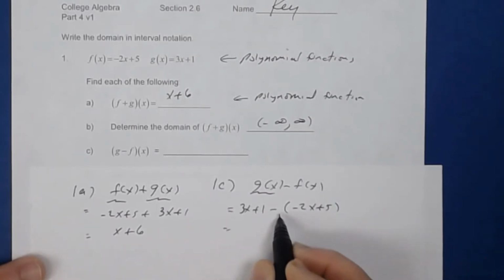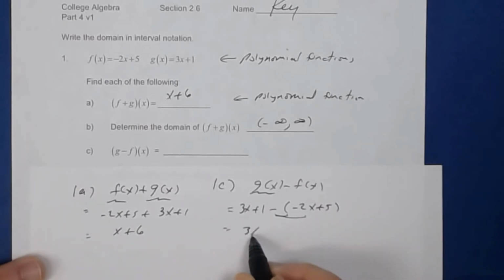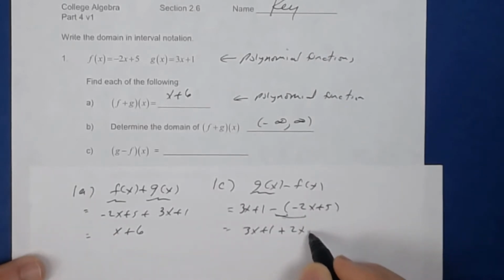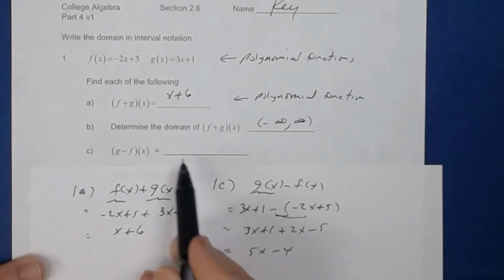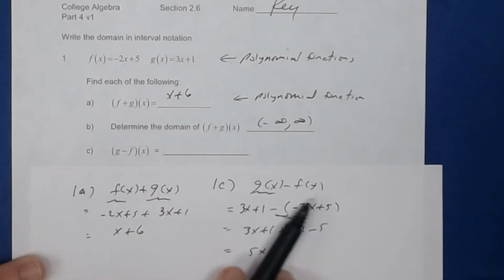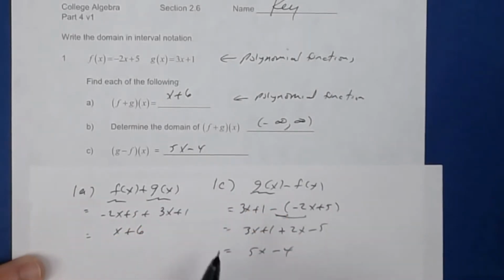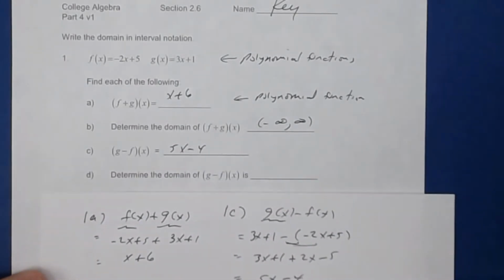Distributing the negative through here, I get 3x plus 1. The opposite of negative 2x is positive 2x, and the opposite of positive 5 is negative 5. Combining like terms, 2x and 3x is 5x, and 1 and negative 5 is negative 4. So these two functions subtracted from each other give me this new function, 5x minus 4. Again, notice that that's a polynomial function, so the domain is going to be all real numbers.